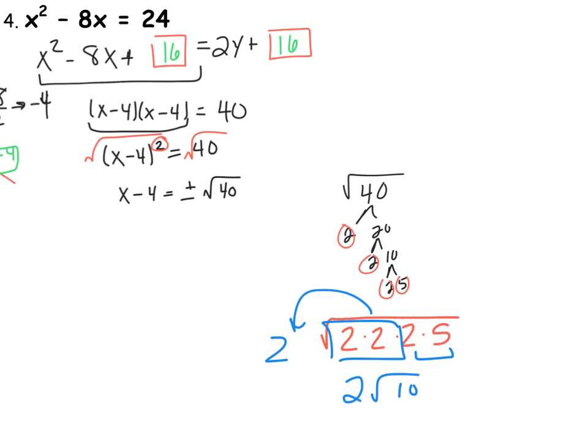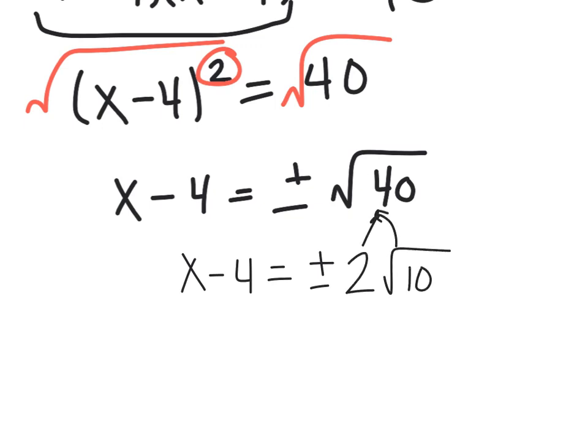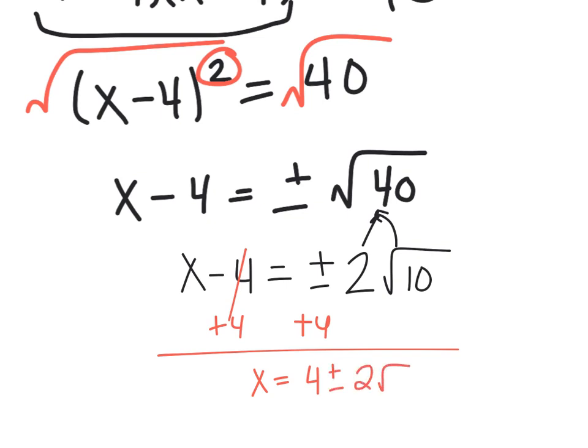So I go back to the top and I write x minus 4 equals plus or minus 2 radical 10, which we got from simplifying this expression. The only way to get rid of a minus 4 in the mathematical dimensions is to add 4. Add 4. 4's cancel. And I get x equals 4 plus or minus 2 radical 10. That is your final answer.